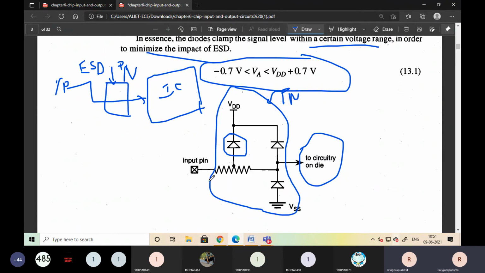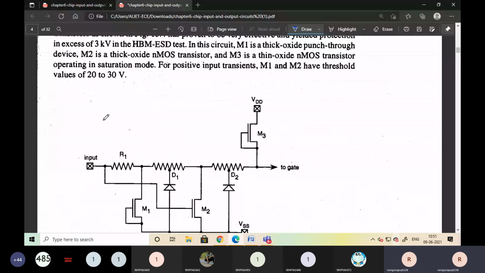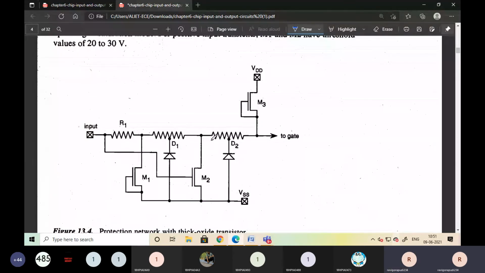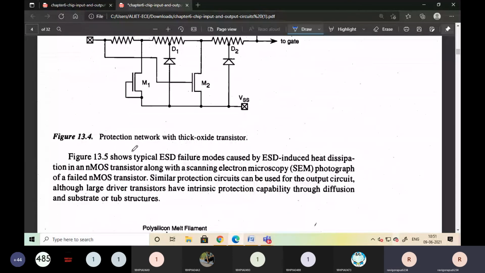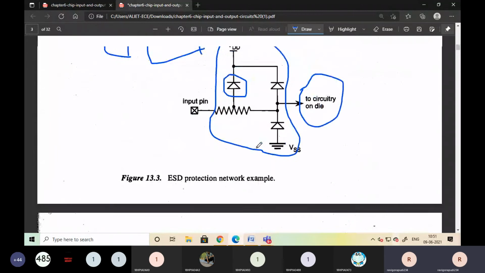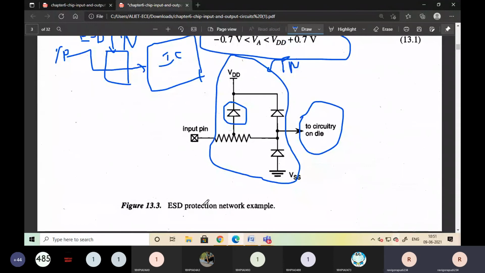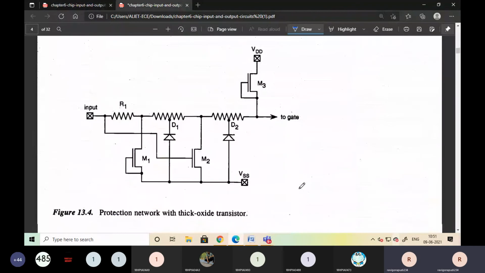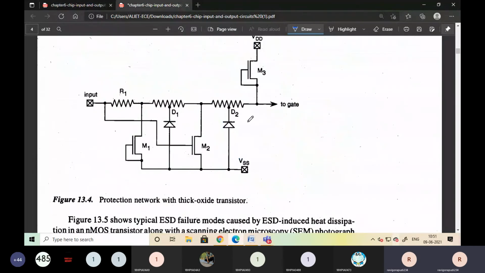Draw this circuit quickly. This is the advanced circuit, the same protection network, an advanced protection network with a thick oxide transistor. This is the ESD protection network, and this is the advanced protection network with a thick oxide transistor.